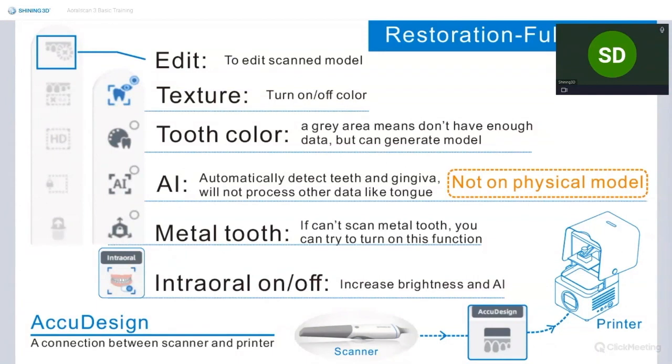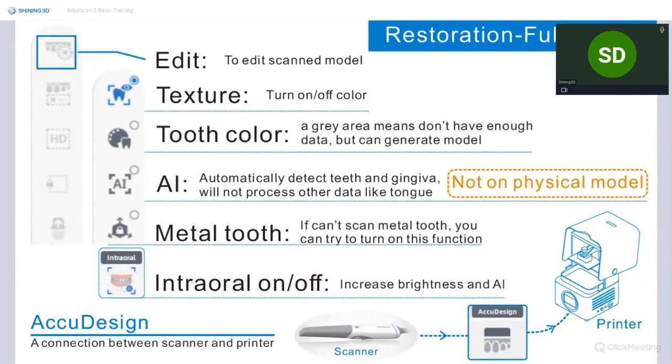It will ignore data that is not necessary to use. So just remember, turn on this intraoral option when you do the intraoral scan, and this function will also increase the brightness for the scanner, because usually it's darker in the patient's mouth.